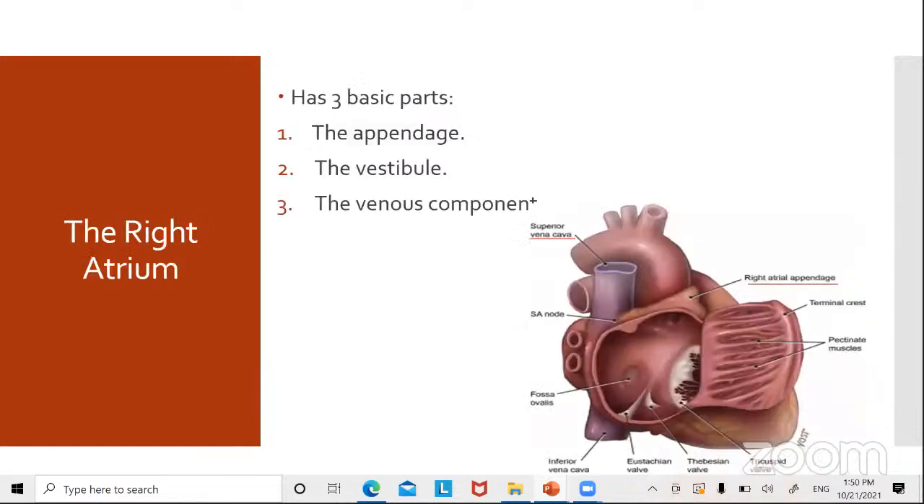So we'll start with the right atrium. The right atrium has three basic components: the atrial appendage, the vestibule, and the venous component. The atrial appendage has a triangular shape with a wide junction to the venous component. The venous component is the superior vena cava, the inferior vena cava, and the coronary sinus. And the vestibule is the smooth-walled atrial myocardium that inserts into the leaflets of the tricuspid valve.